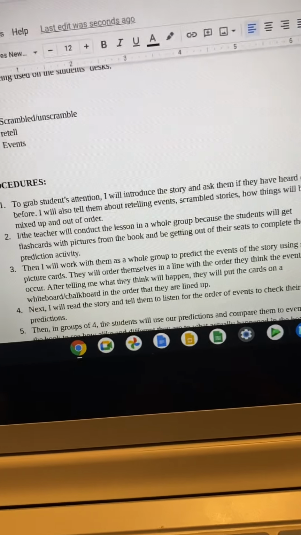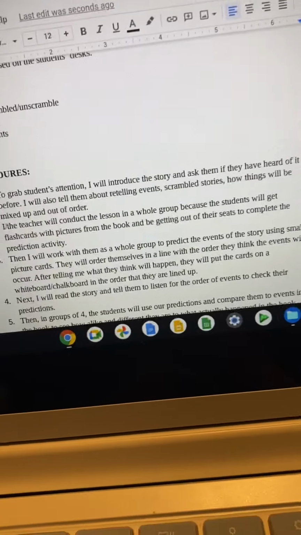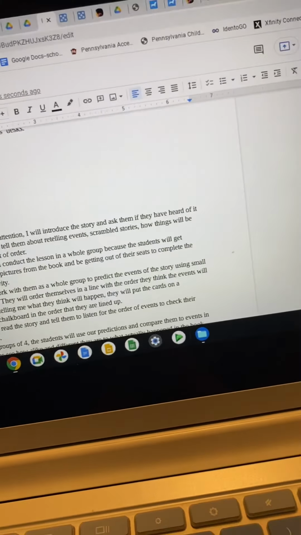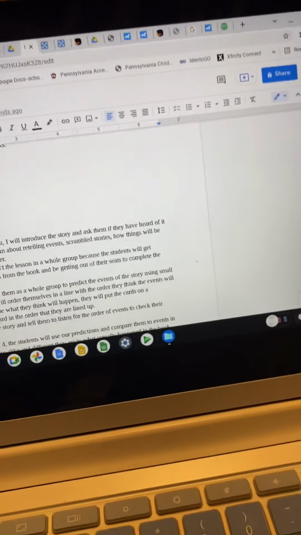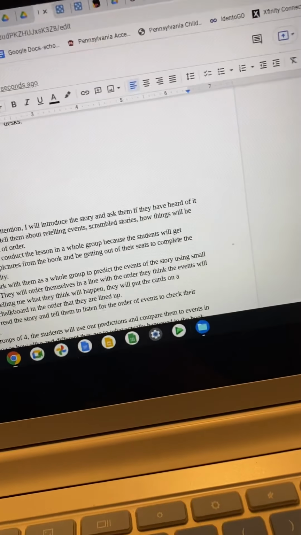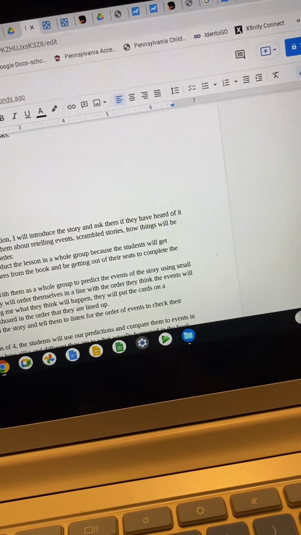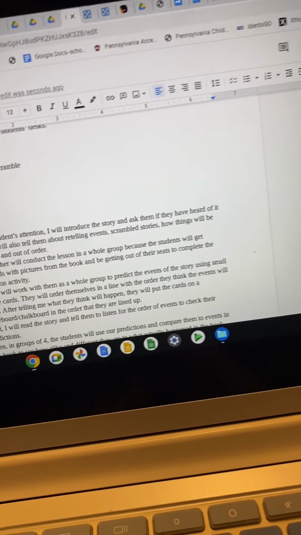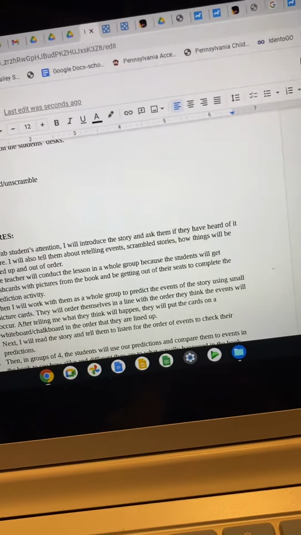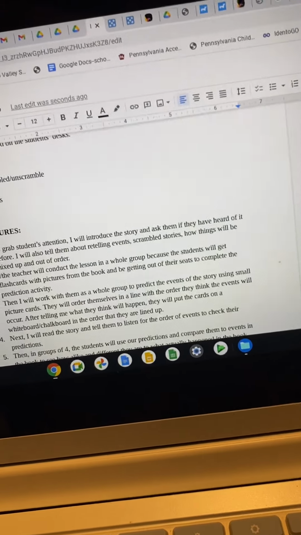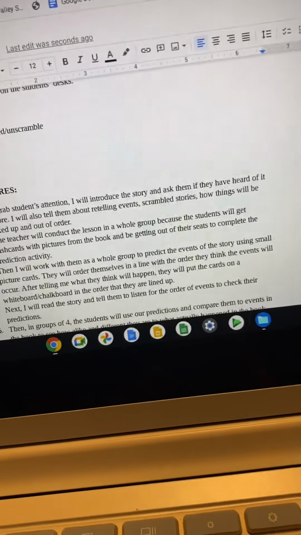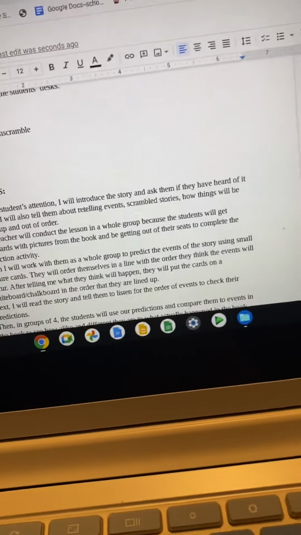To grab the students' attention, I will introduce the story and ask them if they've heard of it. This could be they've read the book before with their mom and dad, or another family member, or they've seen the movie that came out in 2009, I believe. I will also tell them about retelling events, scrambled stories, and how things will be mixed up and out of order when they do the prediction activity.